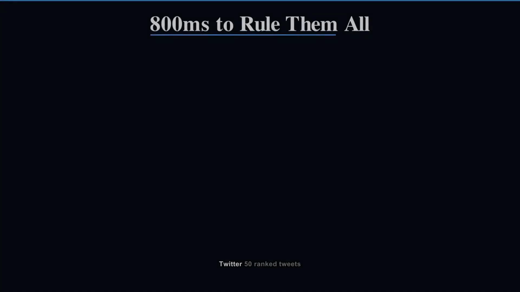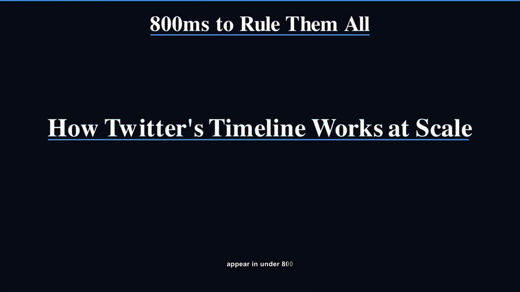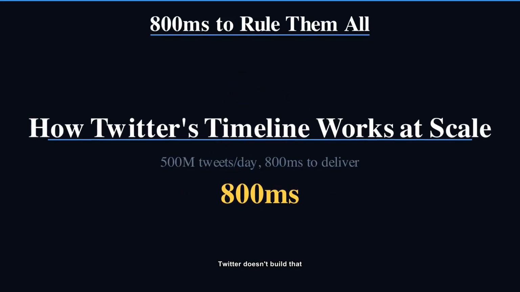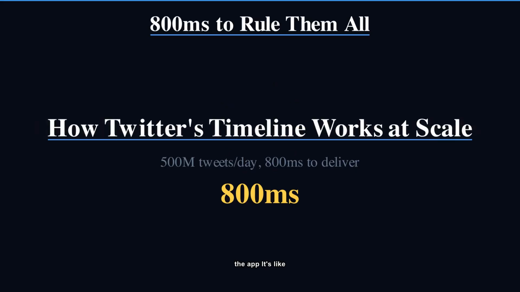Every time you open Twitter, 50 ranked tweets appear in under 800 milliseconds. Here's the twist. Twitter doesn't build that list when you tap the app. It's like mail, delivered to your mailbox before you even check it. Today, we break down exactly how that mailbox works at 500 million tweets a day.